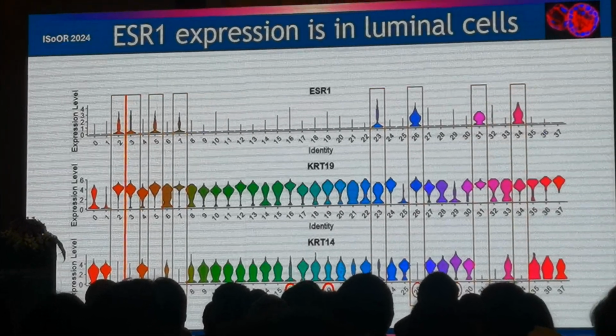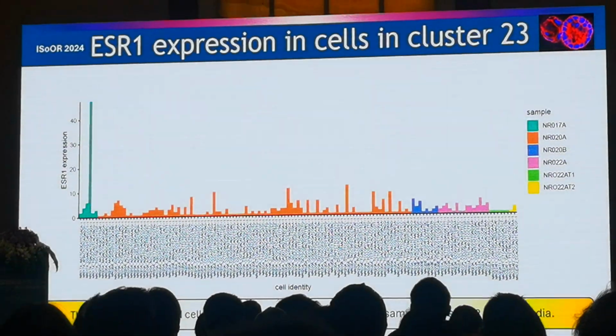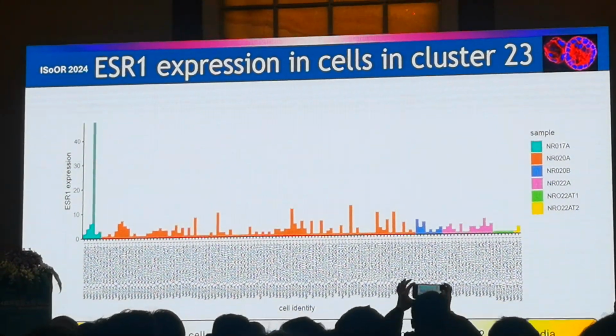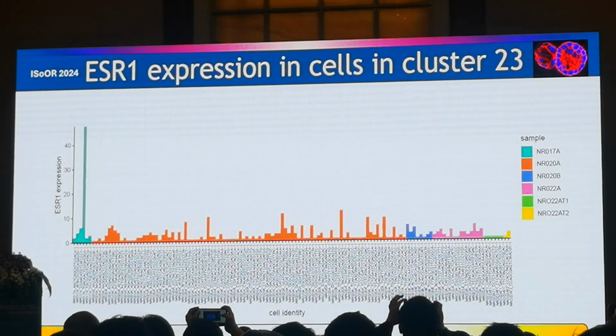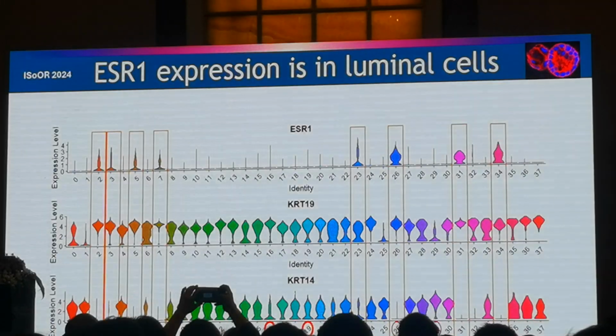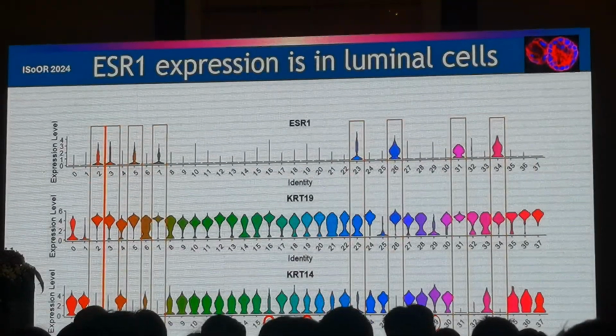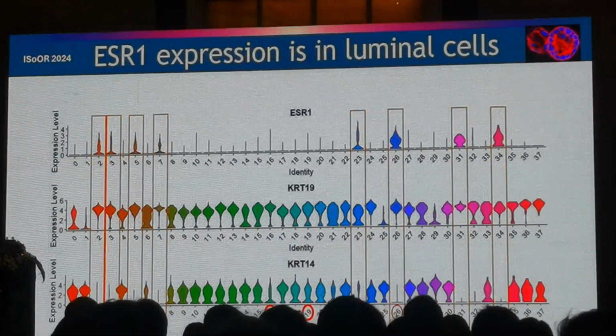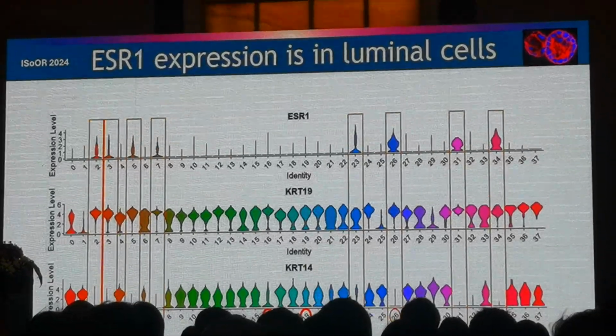So then if we look further at the expression of estrogen receptor in all the cells, for example, this cluster 23 is one that has more cells coming from the primary, and also from the organoids.